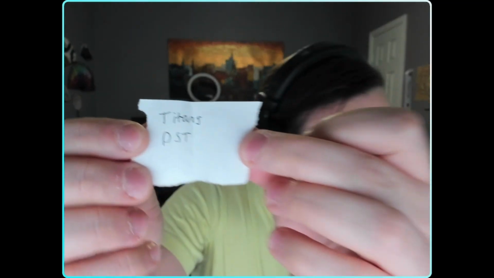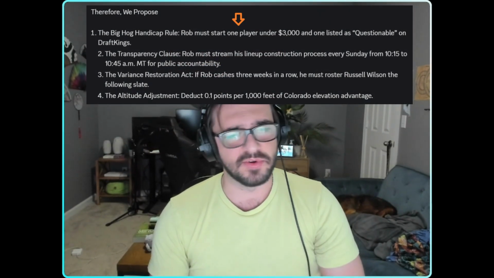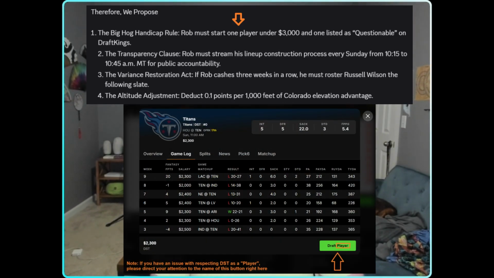The Titans defense. I believe the Titans defense, by the way, meets the first half of the Big Hog handicap rule, because it means we'll be starting 1 player under 3,000. The other half about the questionable player will have to wait until later in the lineup because we're out of players for 1 p.m.